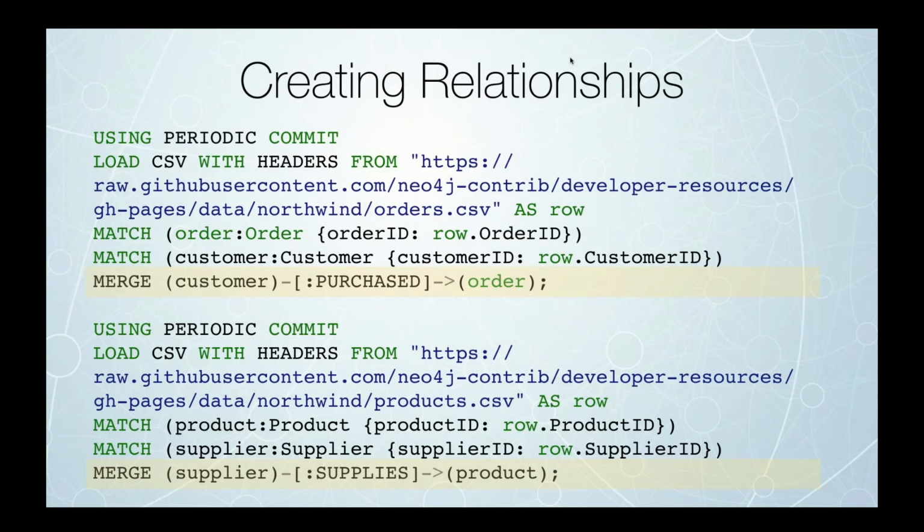And we do this by loading any CSV files that we know are going to have foreign keys. So we know that the orders table does. We load the CSV from the orders table. We're matching on the order ID. So for each row, matching on the order ID and matching on the customer ID, we then use this MERGE statement to create a relationship from the customer to the order. And we do this for products as well, which have the foreign keys for supplier and product.